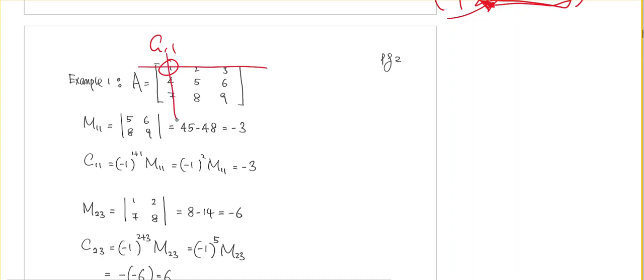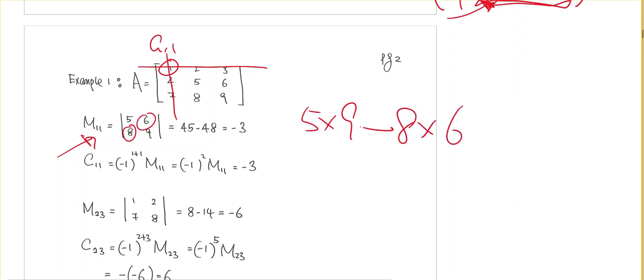You cross away this row, you cross away this column. The minor is the determinant of the smaller submatrix. We know how to compute the determinant of a 2 by 2 matrix, which is taking this and this and multiplying, which is 5 times 9, and then subtracting, always subtracting, the product of these two off-diagonal terms. So this is going to be 8 times 6. So you will have 45 minus 48, so you have the value -3. This is the minor of this position A11.